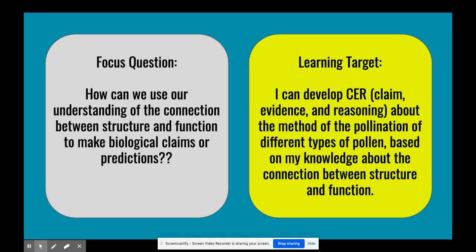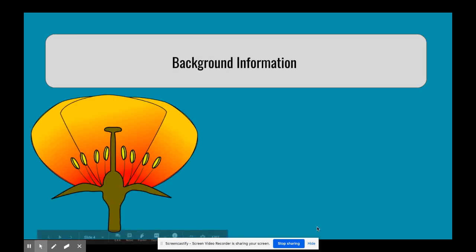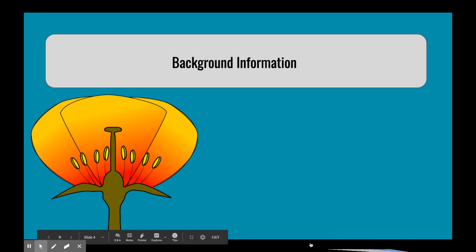I'm going to show you some pictures taken by scanning electron microscopes. When you're looking at them, you're going to be looking at some of those structures of the pollen to come up with a claim about the method of pollination based on the characteristics you're seeing. That means you're going to be basing your claims, your evidence, and reasoning on your knowledge about the connection between structure and function. Okay, let's start off with some background information.